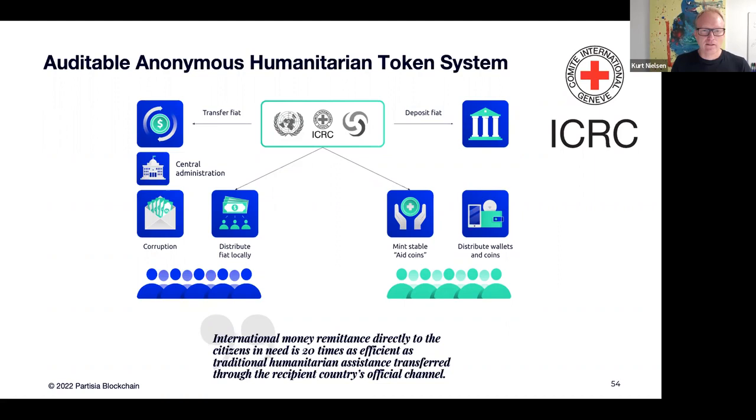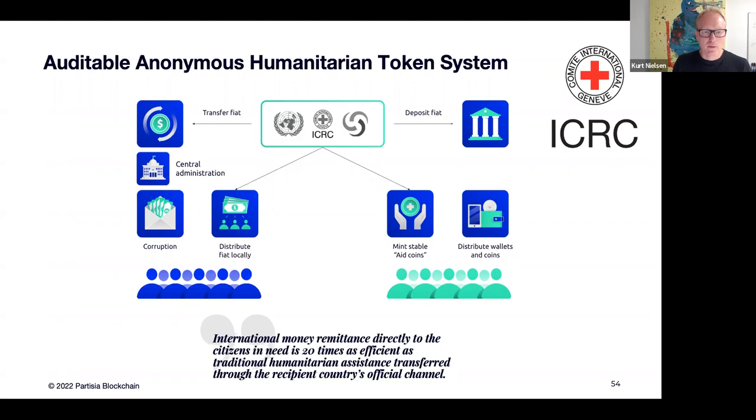So here we are creating a cryptographic solution to doing that. And we are building in privacy, so you are anonymous, the recipient is anonymous, so no one else in that economy can see that now you're getting money, because it's important because you're in a vulnerable situation, it might be a war zone, and you also have private transactions. So there's a lot of privacy used to solve this problem in a much better way.